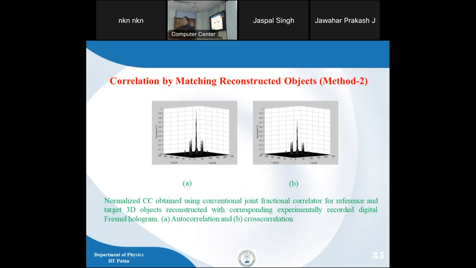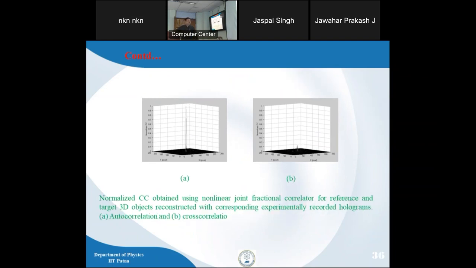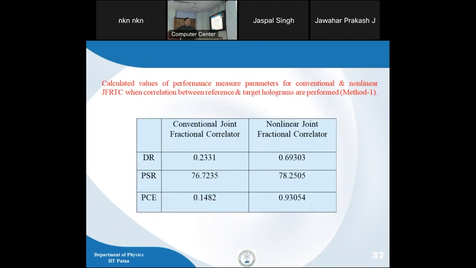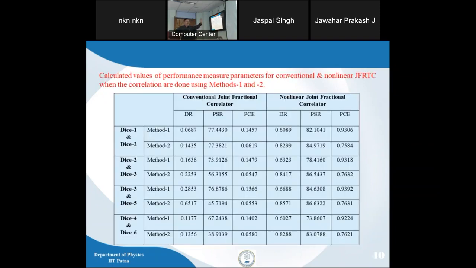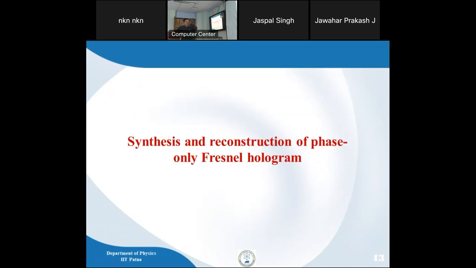We can have more than two objects to be matched together. So here, the benefit of digital holography is that you can have multiple 3D objects matched together. Some more results of that kind. This is how we have compared the conventional fractional JTC and non-linear. We have combined them, so you can see our results are improved. These are the reconstructed images corresponding to those digital holograms.